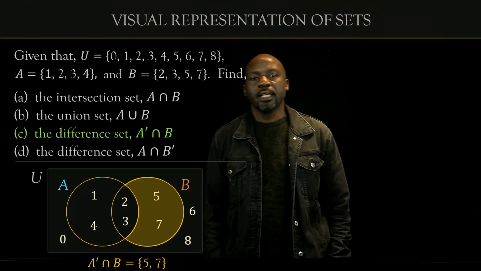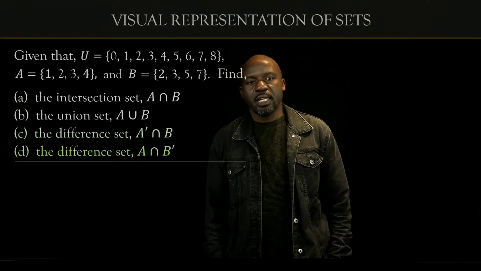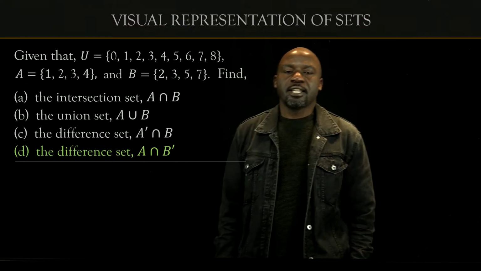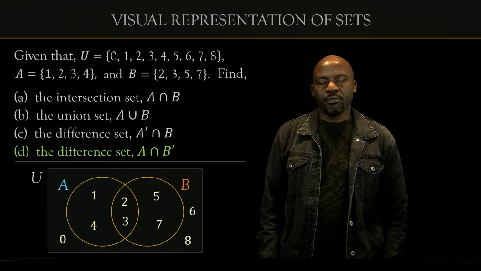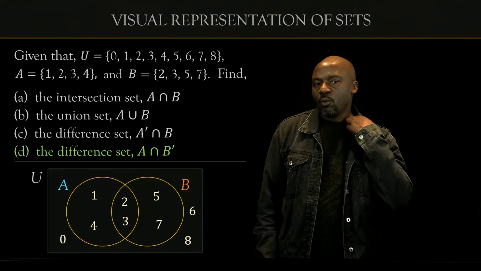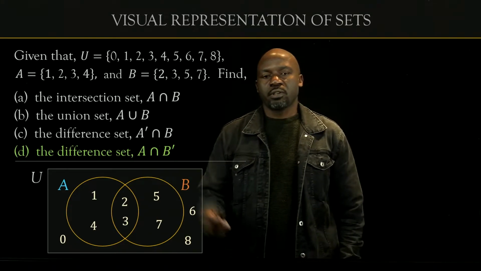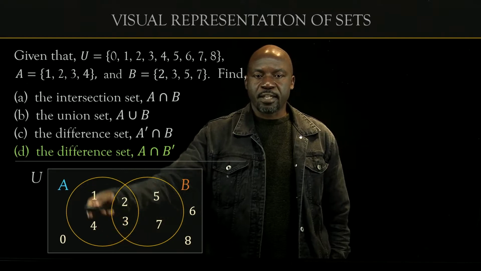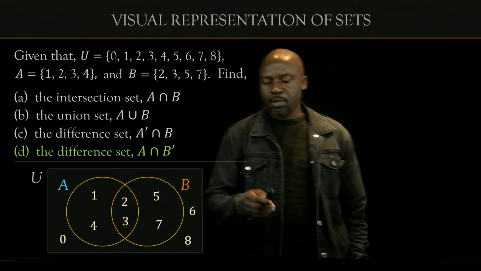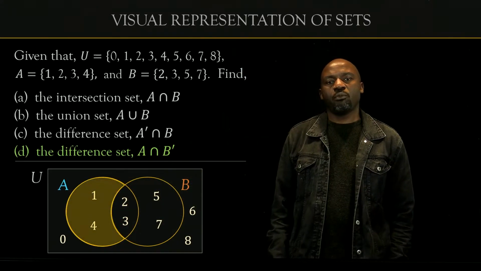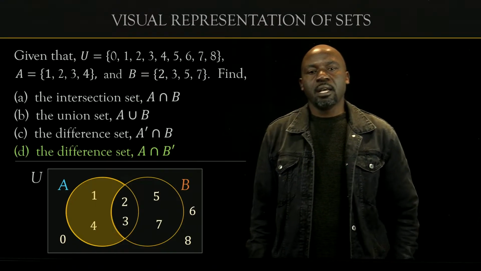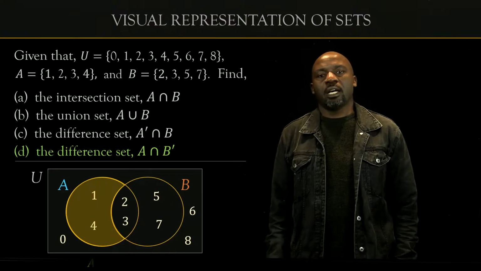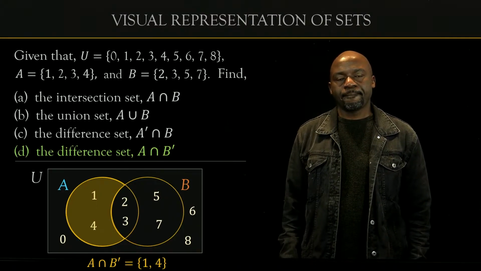Let's move on. Part D. Now we want elements that are in set A but not in set B. So if you catch the wave, that means now we are talking about elements in this crescent here but which are not in B. If we shade that region there, we can see that the elements in set A intersection B complement must contain 1 and 4 only.